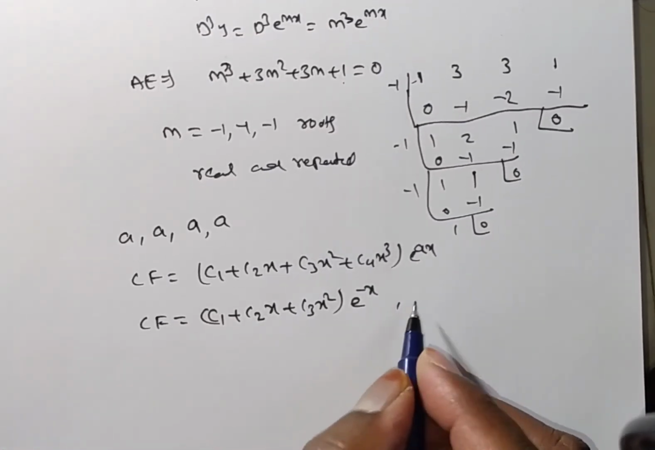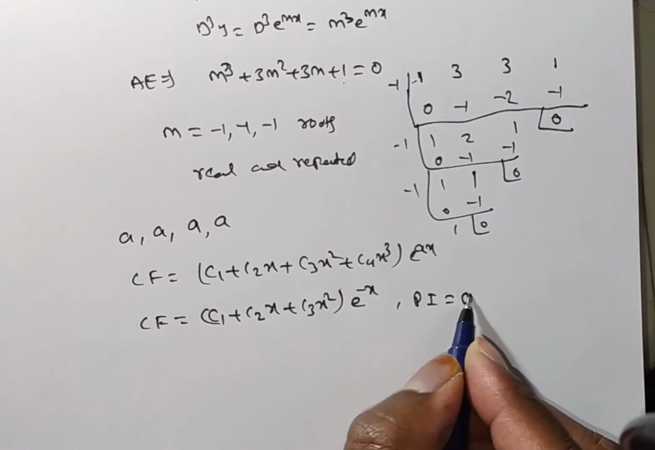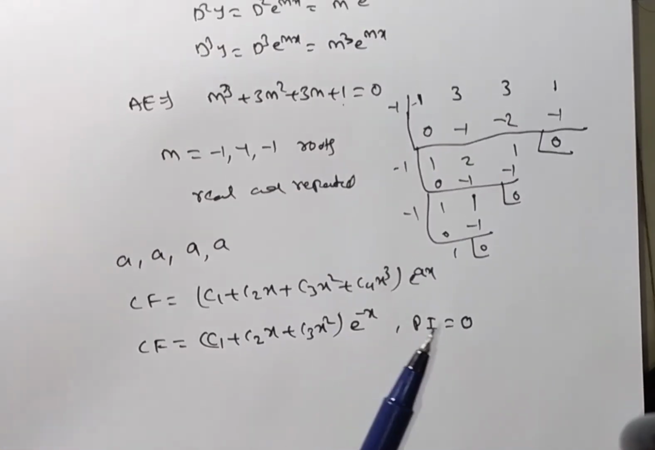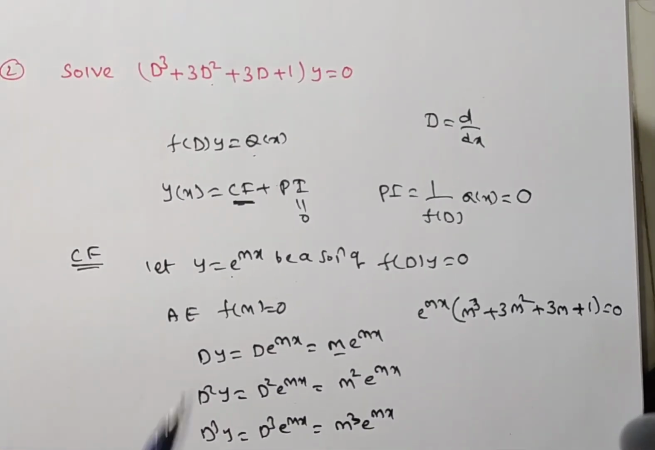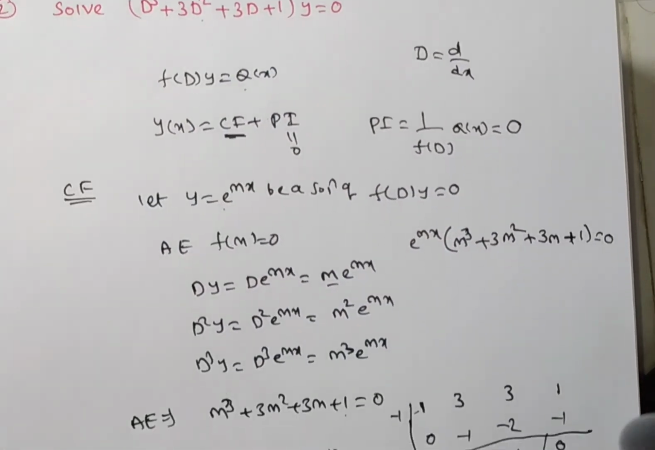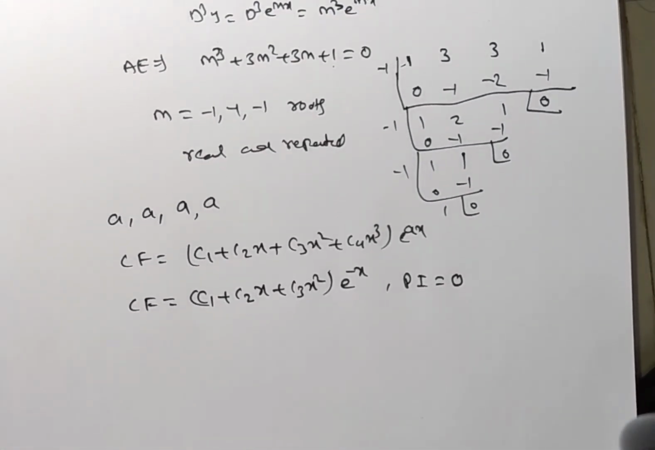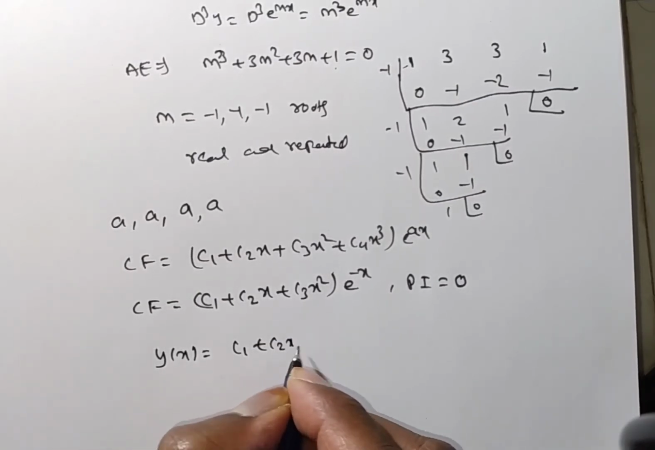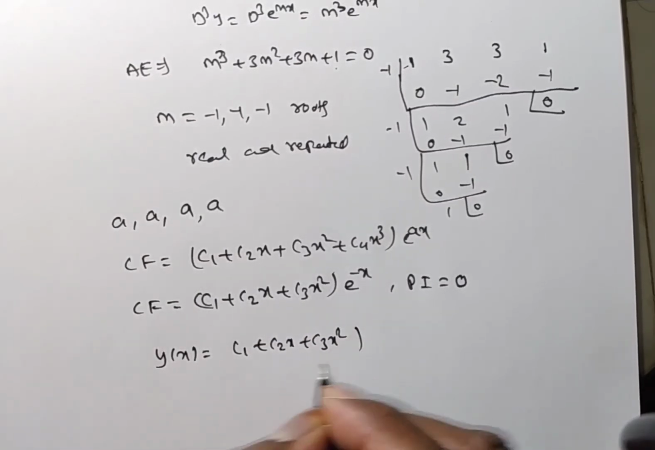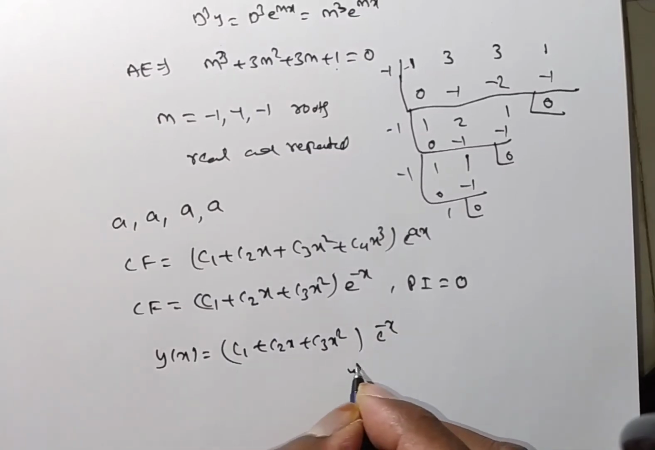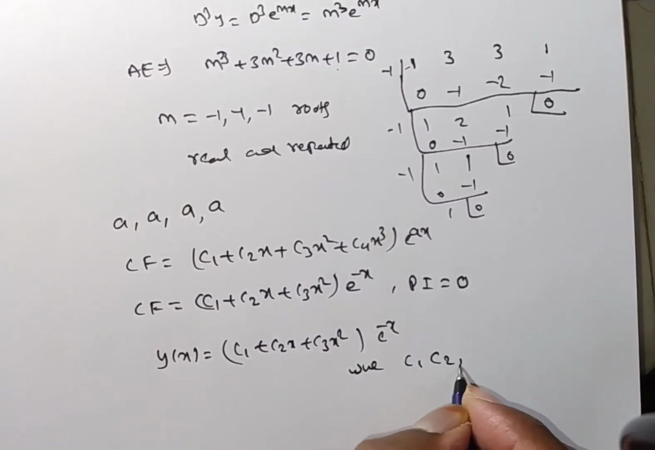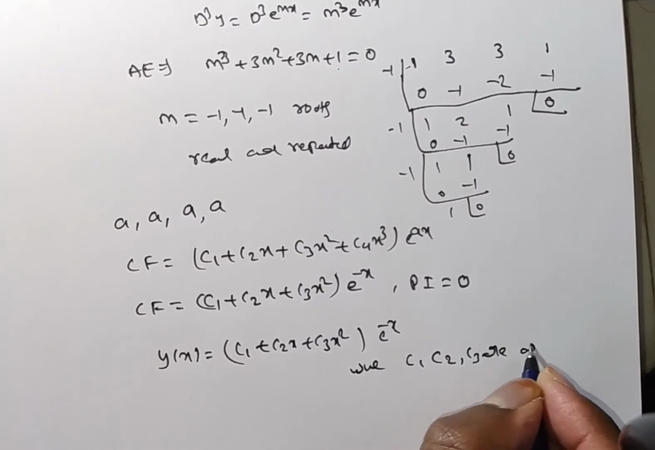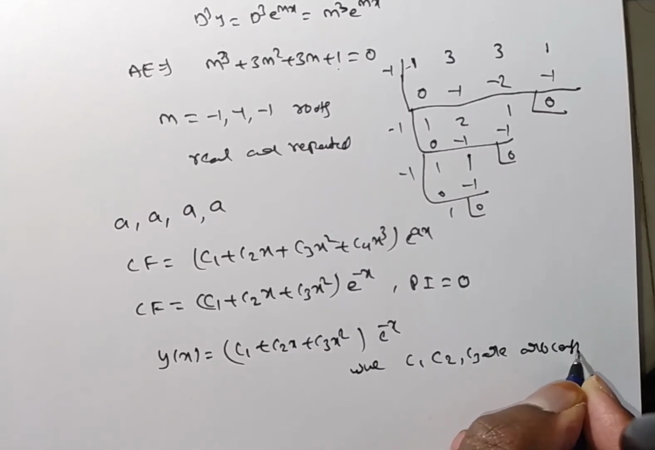Now what do we have? The particular integral. Particular integral is equal to 0, because f of D into y is equal to Q of x, and what is the Q of x? 0. That is why the particular integral is 0 in this case. This is the final solution. So y of x is equal to (c1 plus c2x plus c3x square) into e to the power of minus x, where c1, c2, c3 are arbitrary constants.